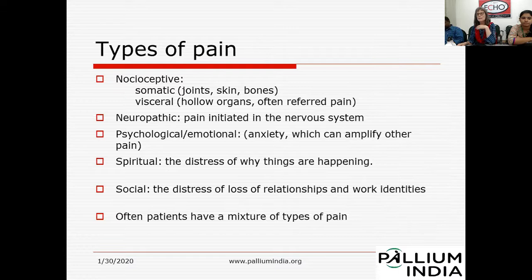I'm sure this is a review for people in PMR, but I want to make sure that we're all talking the same language. One type of pain, nociceptive pain, starts in the somatic. Somatic pain is a type of nociceptive pain and refers to pain that comes from joints, skin, bones. Bone is a little unusual because it has both nociceptive and neuropathic properties.